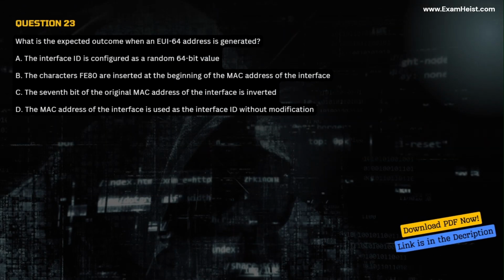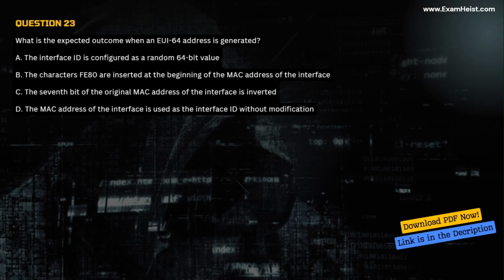Question 23. What is the expected outcome when an EUI64 address is generated? A. The interface ID is configured as a random 64-bit value. B.